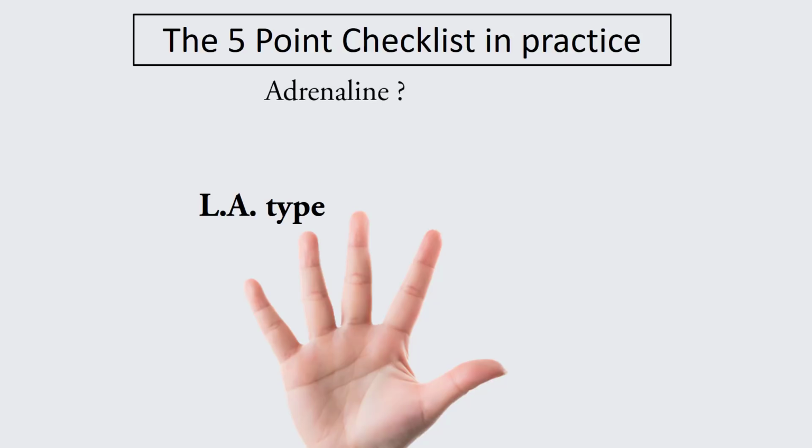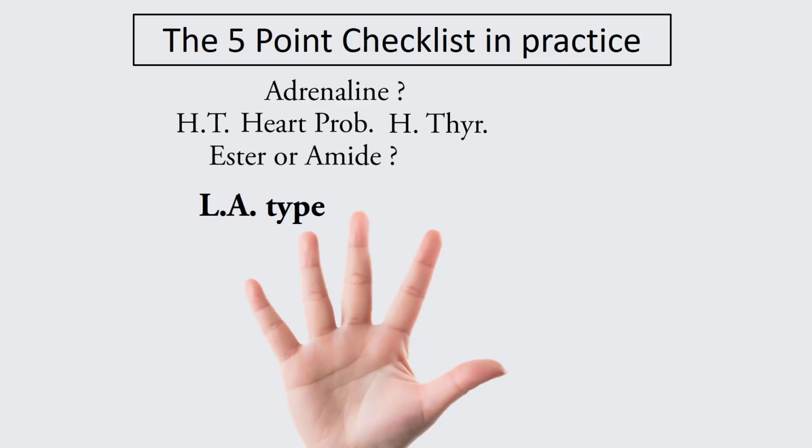Now, for the second point, local anesthetic type, the two things that you need to consider are whether to use anesthesia with or without adrenaline, for example, patients with hypertension, heart problems, or hyperthyroidism, and whether to change the anesthetic agent type between ester and amide, as for patients with kidney or liver problems. And of course, not to forget about pregnancy in the third trimester and the caution of not using felypressin as a vasoconstrictor.